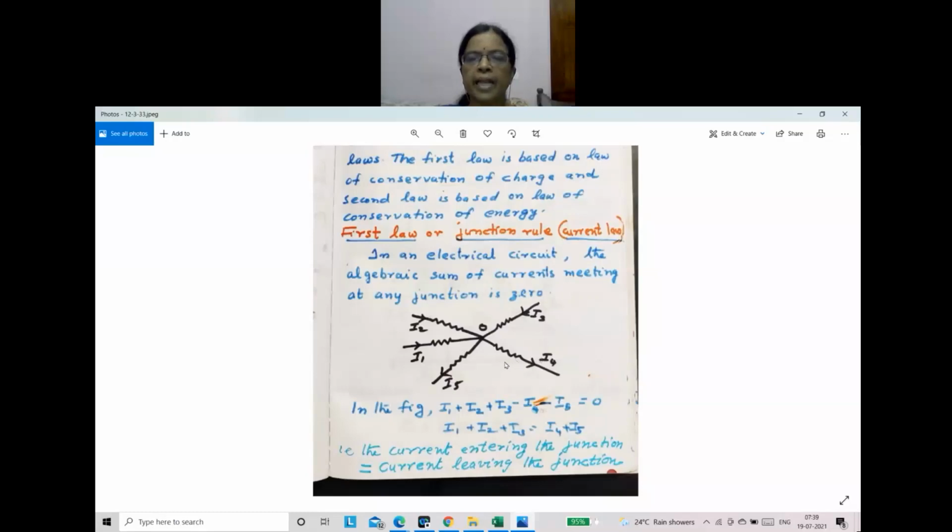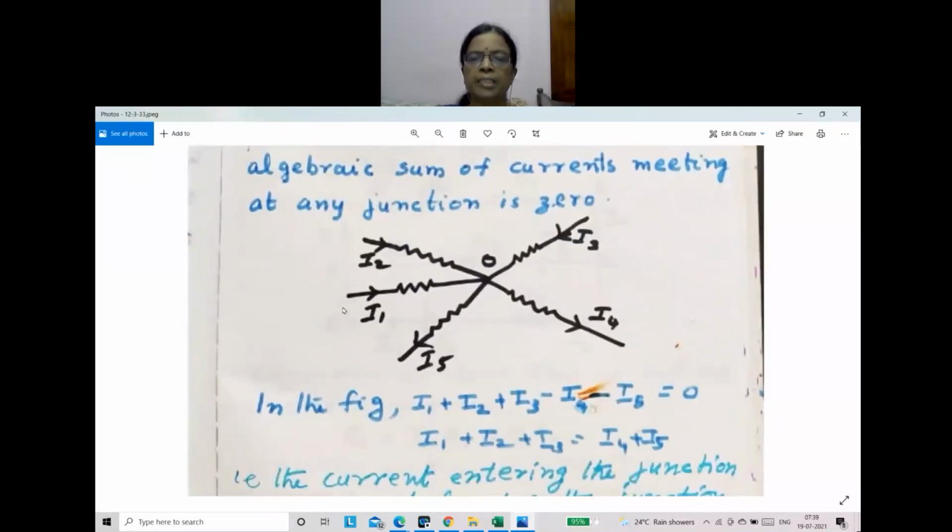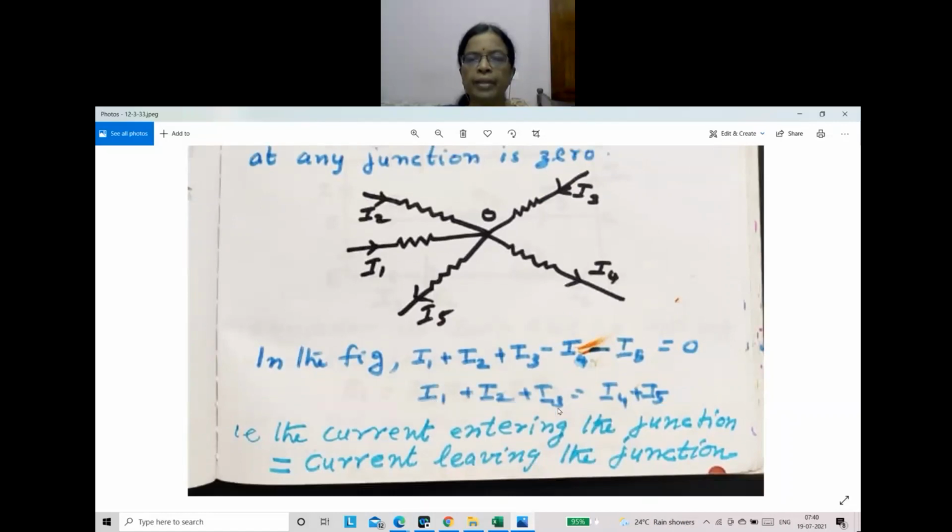So we can write the equation, children. Current coming towards the junction is taken positive: I1 plus I2 plus I3. Current leaving the junction is taken negative: minus I4 minus I5. Then we take the sum: I1 plus I2 plus I3 minus I4 minus I5, that is the algebraic sum, and it is found to be 0. That means I1 plus I2 plus I3 is equal to I4 plus I5.